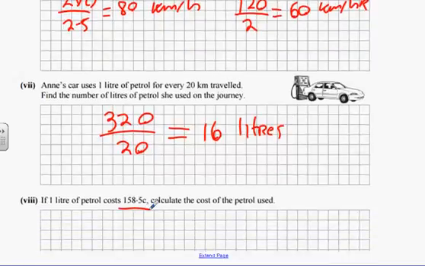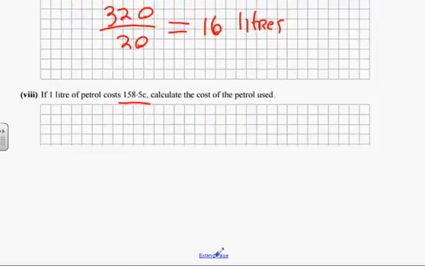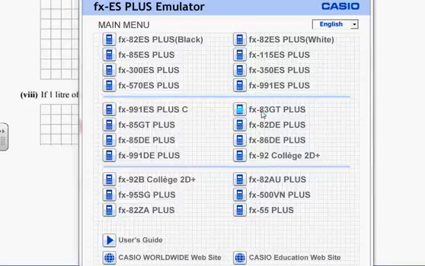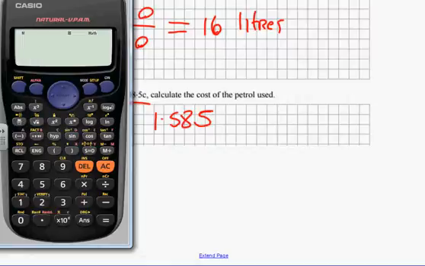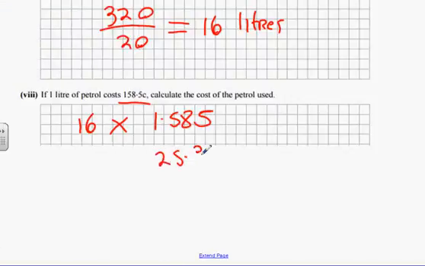This is how much petrol costs, yeah? Is that in euro? No, it's in cents. So let's compare it to euro. It would be 1.585, wouldn't it? We're going to multiply that by 16. So 1.585 multiplied by 16 equals 25.36 euro.